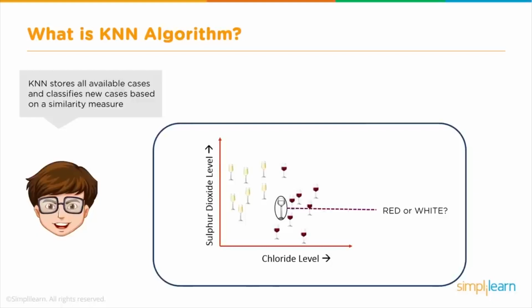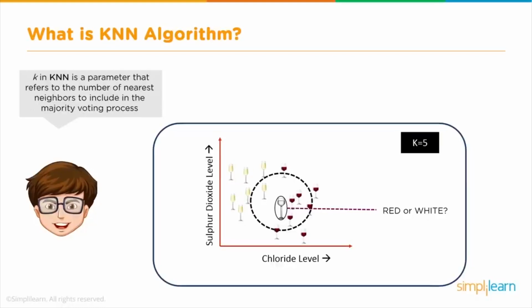And here we've gone from cats and dogs right into wine, another favorite of mine. KNN stores all available cases and classifies new cases based on a similarity measure. Here you see a measurement of sulfur dioxide versus the chloride level, and the different wines they've tested and where they fall on that graph. K in KNN is a parameter that refers to the number of nearest neighbors to include in the majority of the voting process. If we add a new glass of wine, red or white, we want to know what the neighbors are.